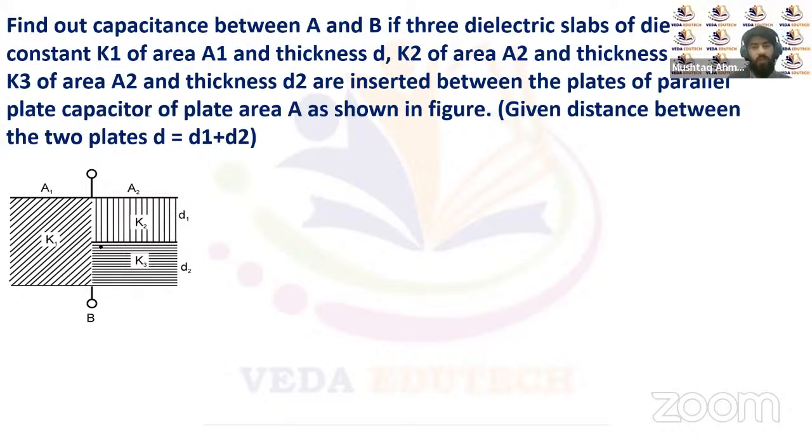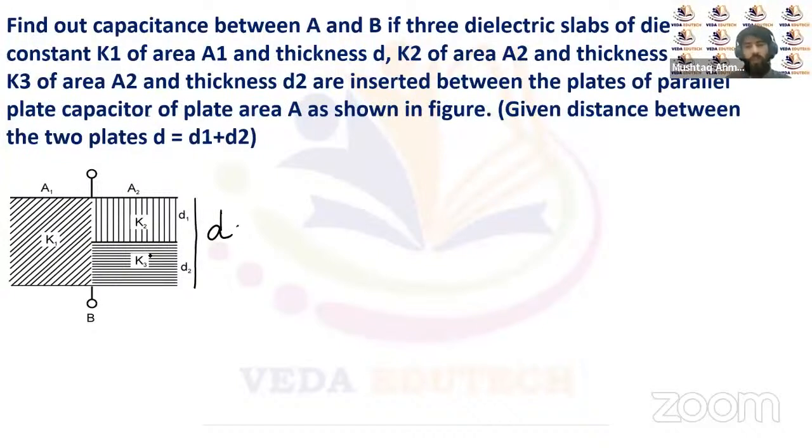Now let's look at this situation. We have the two plates of this capacitor, and this is the total distance between the two plates, that's D. I can see here we have divided this capacitor into three different capacitors of different dielectric constants K1, K2, and K3.